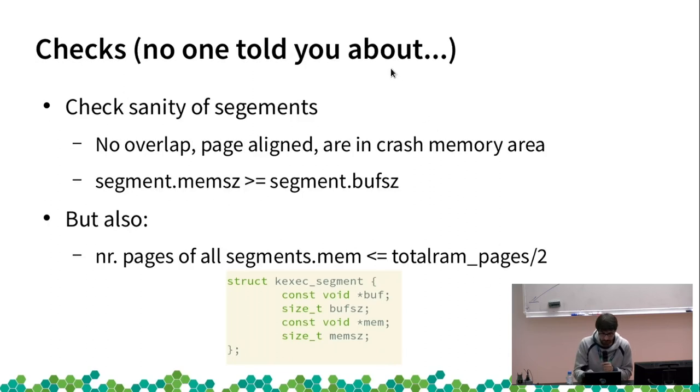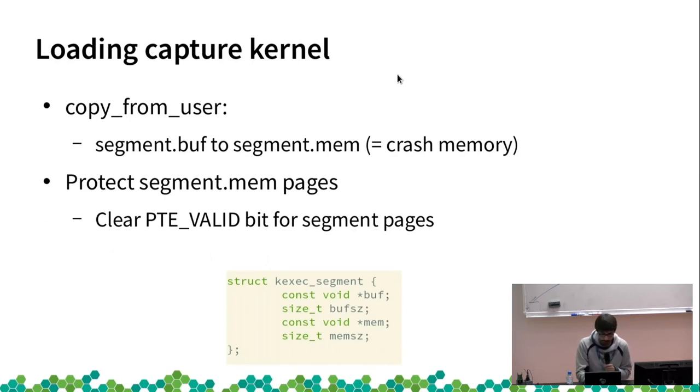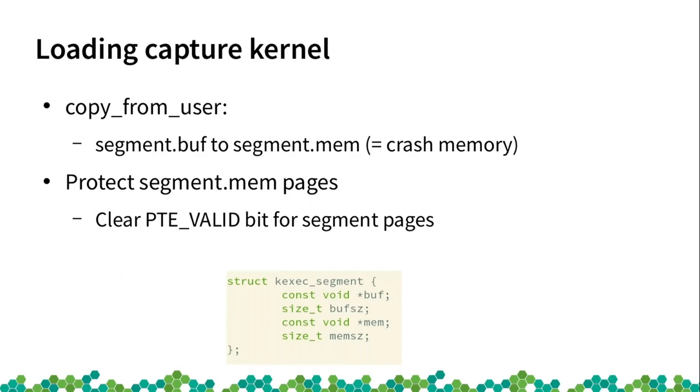When these checks are all passed, we are actually copying the data, the segments. So we have the data, and we have the address in the capture and the reserved memory area where to copy this. So we use copy from user to copy this page by page. And after that, we clear the PTE valid bit for all these pages so that they can't be accessed by the system by accident. Okay, and that's it. With this, we are actually done.